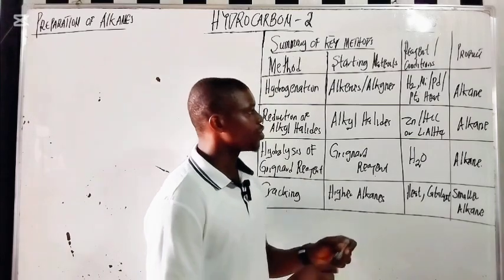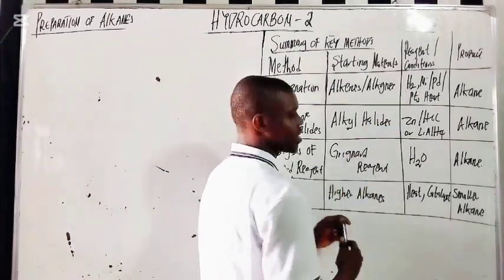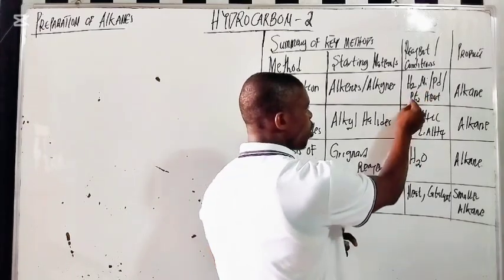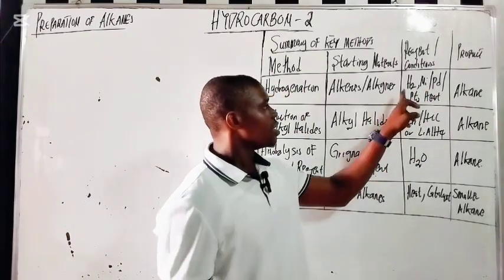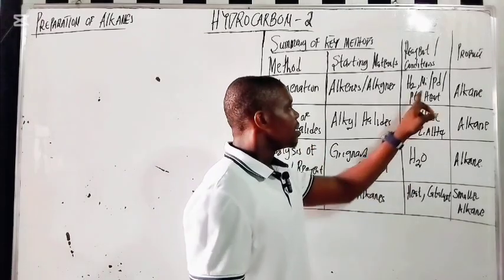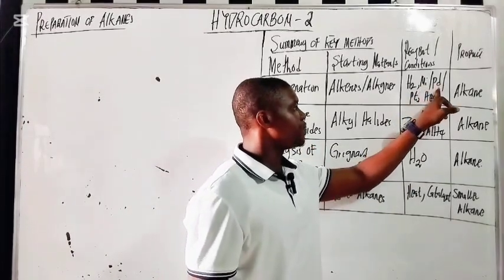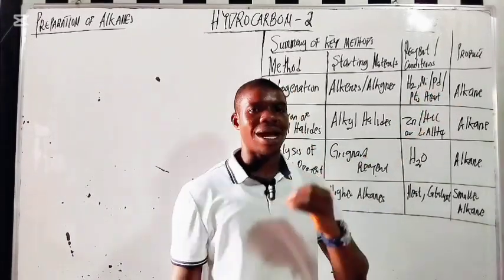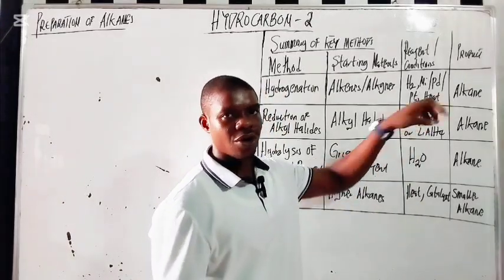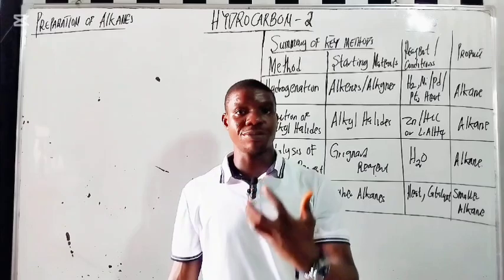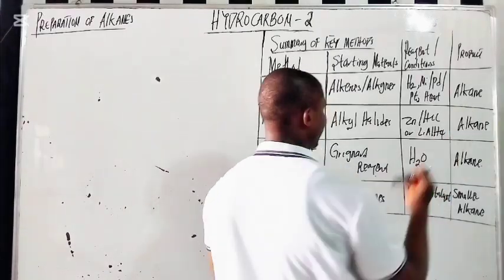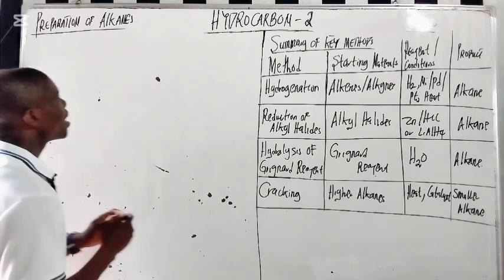The reagent and condition here is hydrogen gas, H2. It can either be nickel, palladium, or platinum. H2 is the reagent. Ni, Pd, or Pt are the catalysts. And you need a condition here, under high or extremely high temperature and pressure. The product is alkanes. So I'm going to explain the first one here.